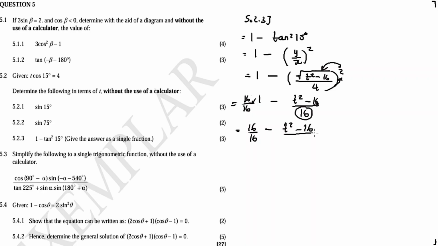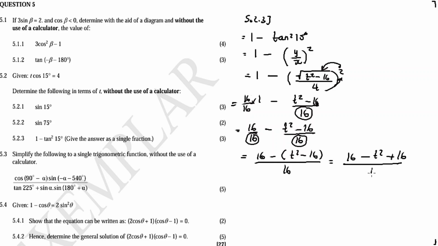Okay, divided by 16. So the denominators are the same. Now we subtract the numerators, but here we must add a bracket because the sign affects the entire thing. So we have 16 minus t squared plus 16, divided by 16. 16 plus 16, that's 32, minus t squared over 16. Answer A2, it's this.